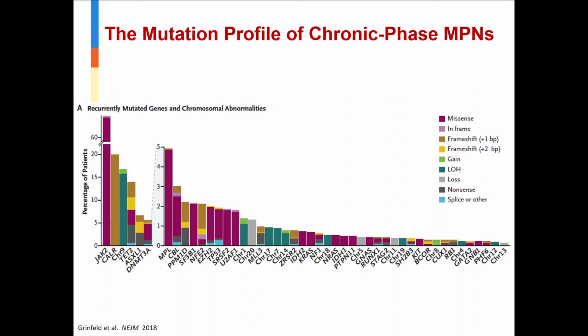And we heard about ASXL1 from Dr. Ritchie this morning, so that's another mutation that can occur. But if you look at the smaller inset, these are all mutations that occur in under 3%, maybe under 1%. There's a lot of other mutations that can happen, right?